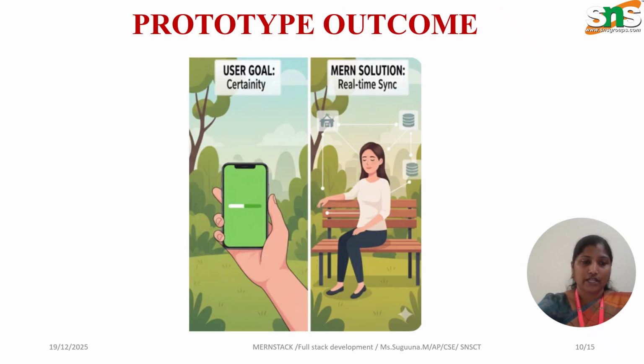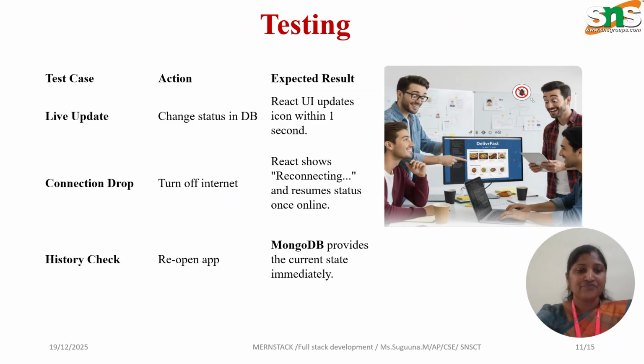And this is the prototype outcome. The final outcome is fast update, accurate order tracking, excellent user experience, and during the testing, the status changes are reflected immediately, and errors are handled gracefully. No refresh is required for this application, and the status changes are reflected immediately, which ensures the reliability of this application. So this is how the MERN Stack is used for resolving this restaurant management app in a successful way.